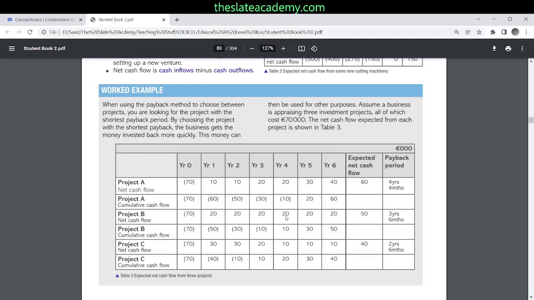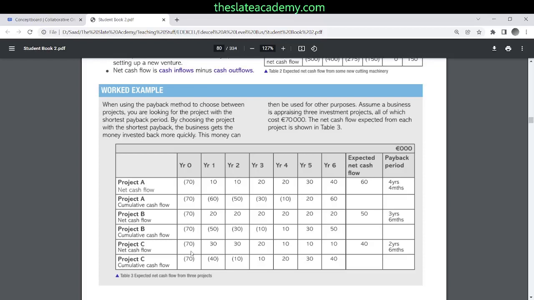Times 12. You get 6 months. So same over here for this project. For project C, you take negative 10, you take 10 over 20 again, times 100, times 12. So you'll again get 6 months.